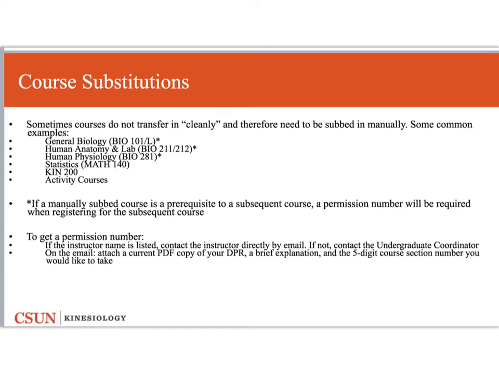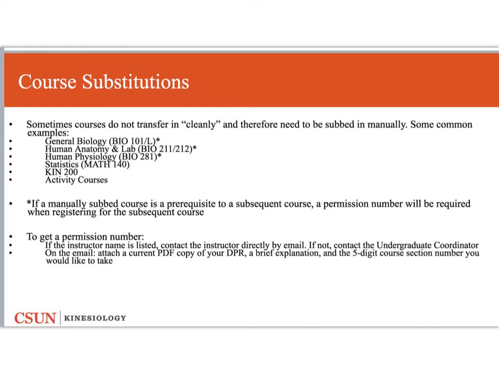So take a good look at your DPR, and for all of the courses here that you've taken, make sure that CSUN is giving you credit toward your CSUN degree for those courses. And if you're not getting credit, then you need to see me or the other undergraduate coordinator to see what the problem is. It's either that you took the wrong class, or that there's a problem and the system's not recognizing it. If the problem is in the system, we can sub it in manually, but you're going to want to get those taken care of right away.